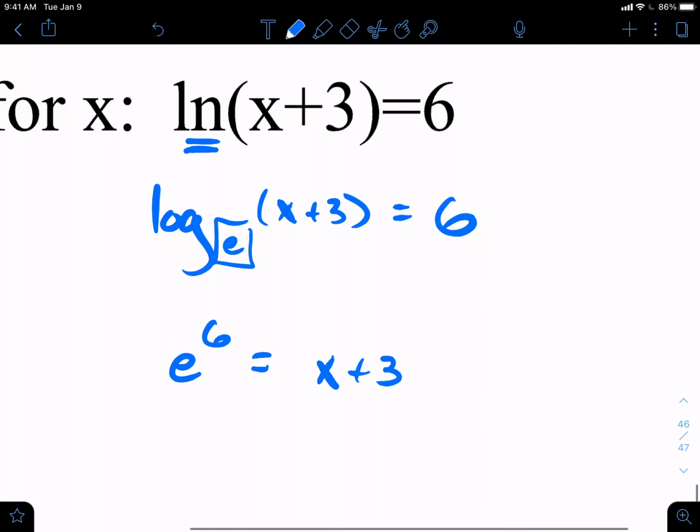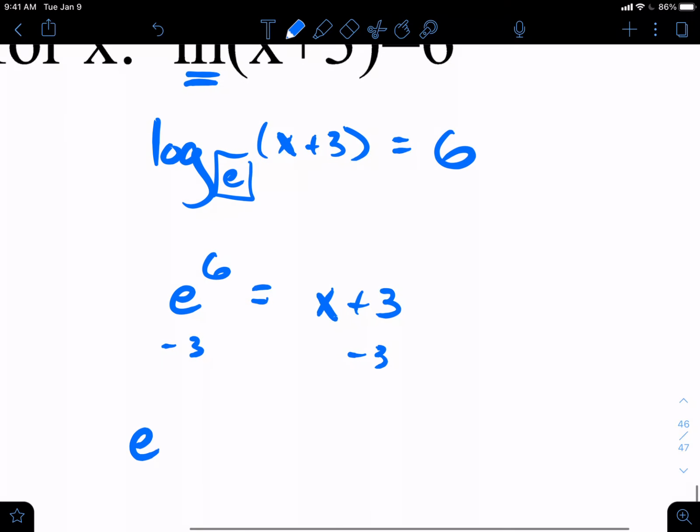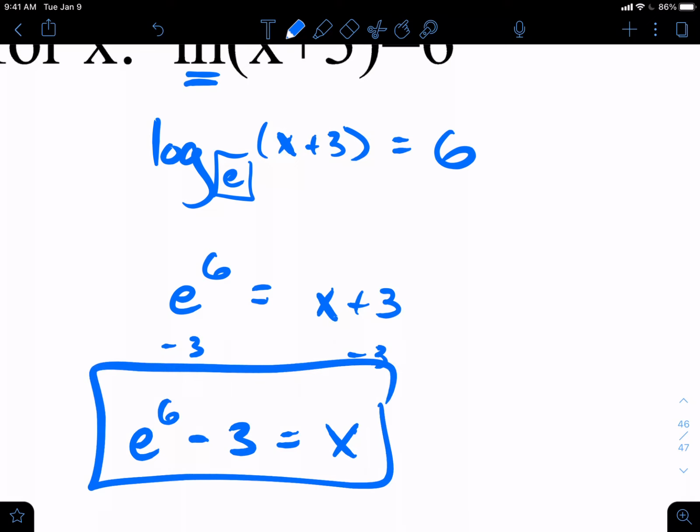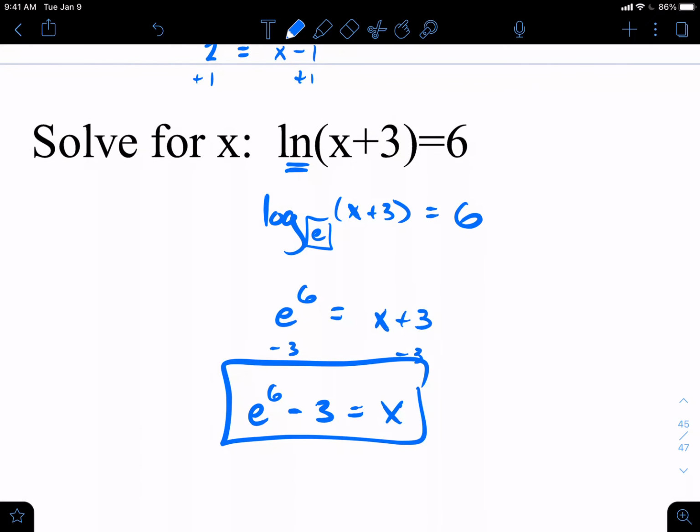To get x alone, I would just need to subtract 3 from both sides. So take whatever e to the 6th is and minus 3, and you have x. I don't think it's important to actually get e to the 6th as a number in this problem. Because it's going to be non-repeating, non-terminating, I think I would leave it right there.